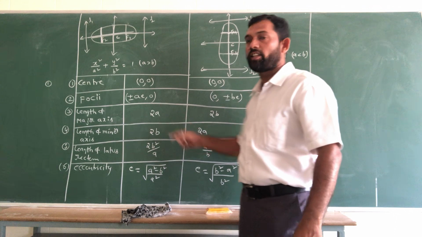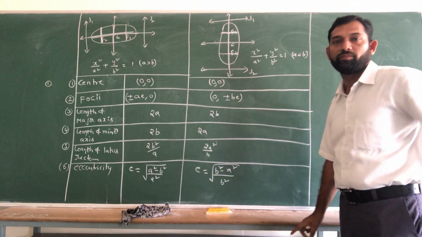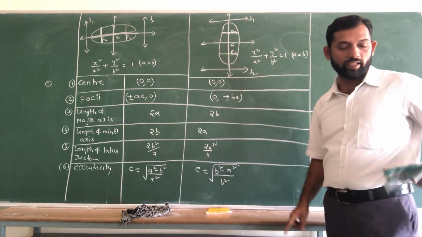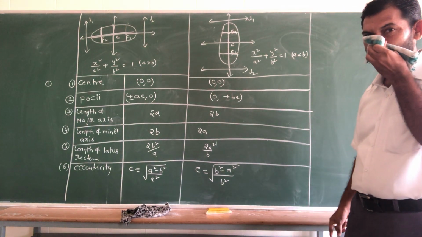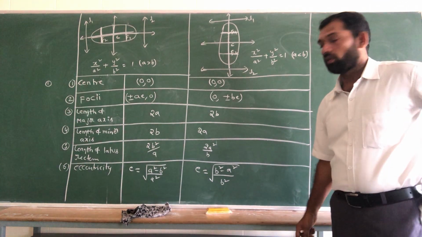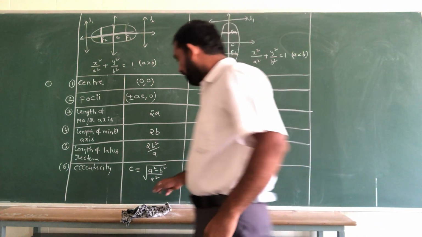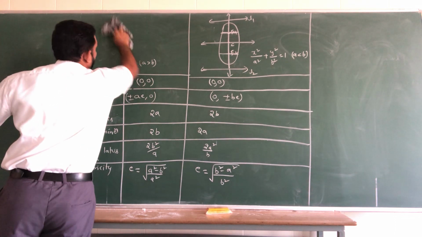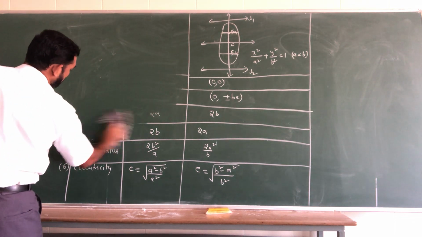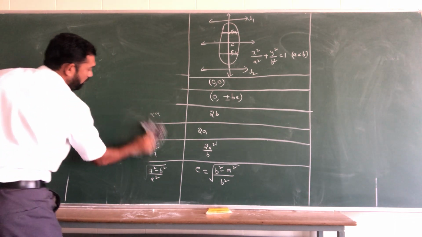This is a greater than b. This is a less than b. The equations are the same. On this one, see an example, and this one, an example, all of you see.